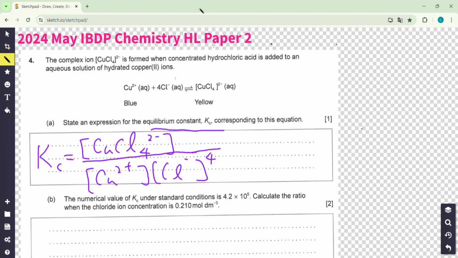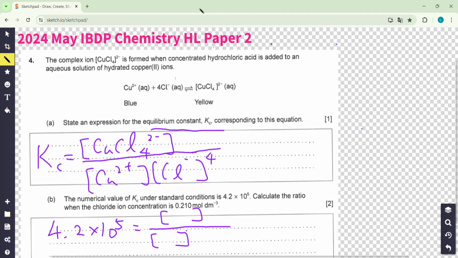Okay, calculate the ratio. What ratio? I think this is the ratio of these two things. I can't think of others, sorry, so you just write down Kc. I copy 4.2 times 10 to the power 5, and then it's these two concentrations. Copy it. I'm lazy, I'm sorry. And then Cl minus to the power 4, and then you try to do the calculation to find out this ratio. Move all the things to the other side. Calculation time. What's the ratio between these concentrations?